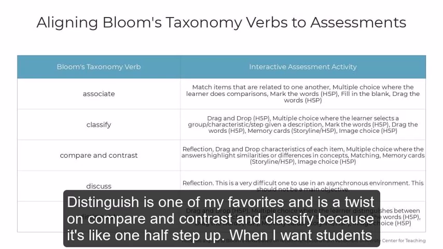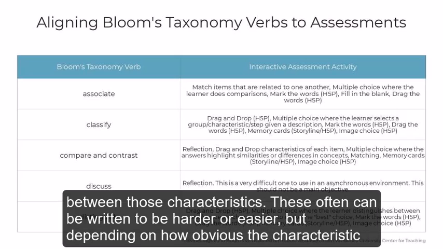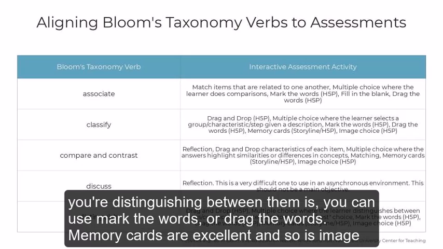Distinguish is one of my favorites and is a twist on compare and contrast and classify because it's like one half step up. When I want students to distinguish something, I'm asking them to group things or classify things by characteristics, and then they're distinguishing between those characteristics. These often can be written to be harder or easier, but depending on how obvious the characteristic you're distinguishing between them is, you can use mark the words or drag the words. Memory cards are excellent, and so is image choice.